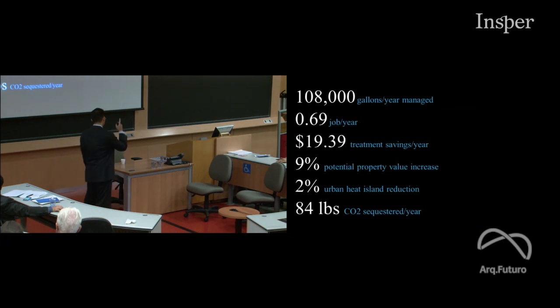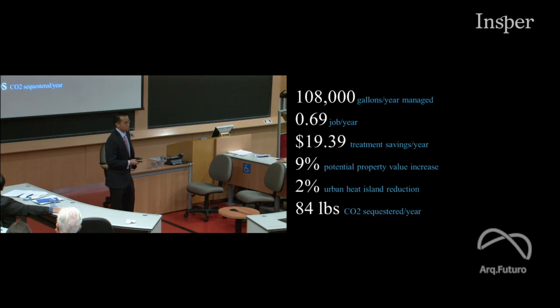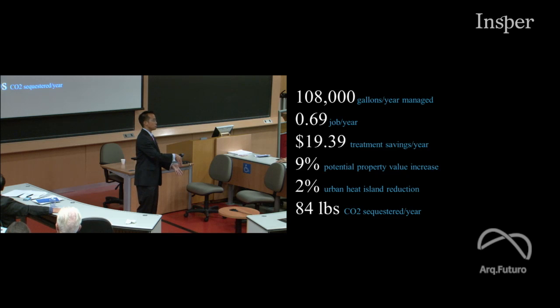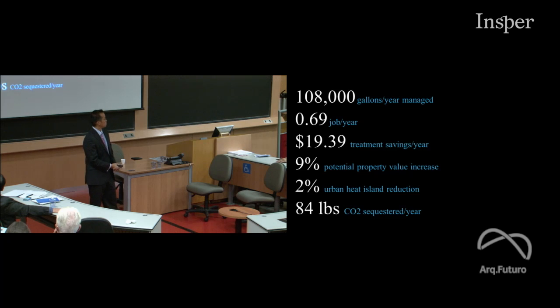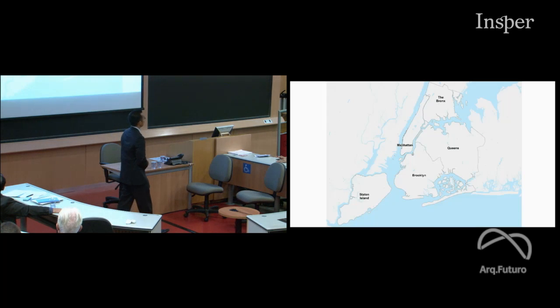If we look at the benefits of one bioswale, it can manage about 108,000 gallons per year. Sorry, that's in gallons. It can give about 0.69 jobs a year in terms of maintenance. There's savings of about $20 US dollars of treatment, so that we are no longer treating the water that goes into that bioswale with a wastewater treatment plant. Property value has the potential to go up by 9%. Urban heat island effect is reduced, and there's a significant amount of carbon that gets reduced. That's one bioswale.